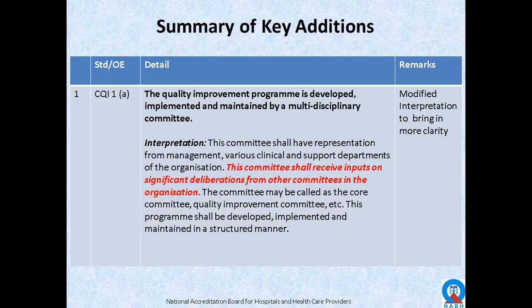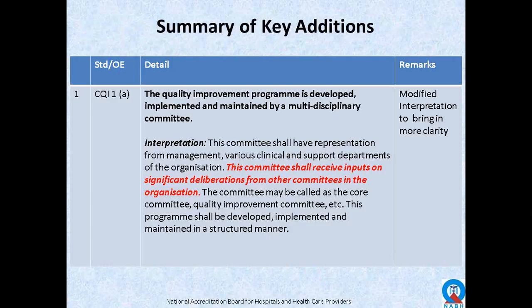So CQI 1A has been modified, the interpretation, to bring in more clarity. The quality improvement program is developed, implemented, and maintained by a multidisciplinary committee. This committee shall receive inputs and significant deliberations from other committees of the organization.